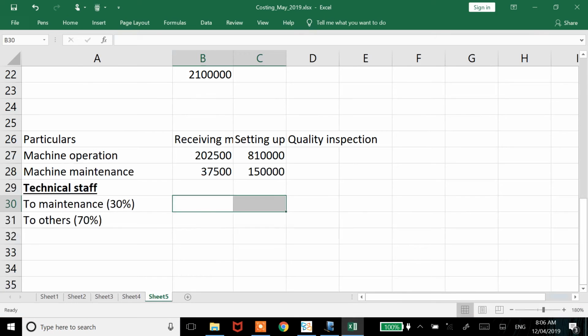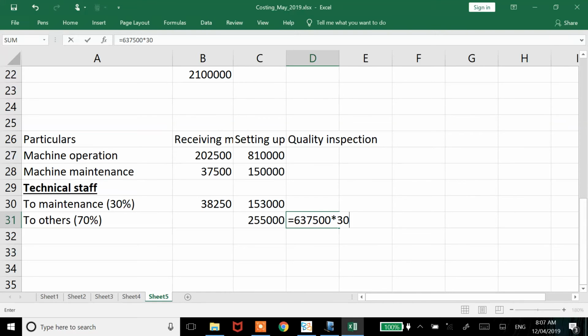So that is straightforward. I don't have an activity called maintenance. So whatever goes to maintenance will further go to receiving and setting up. So 637,500 into 30% into 20%, and 637,500 into 30% into 80%: 20% to receiving, 80% to setting up. Balance, 637,500 into 40% goes here.